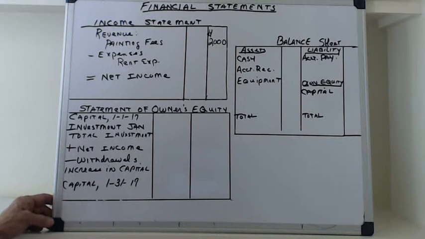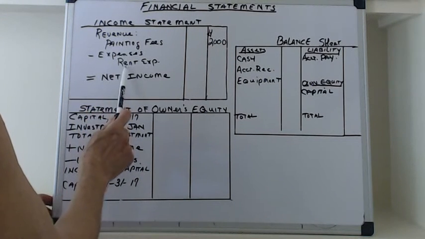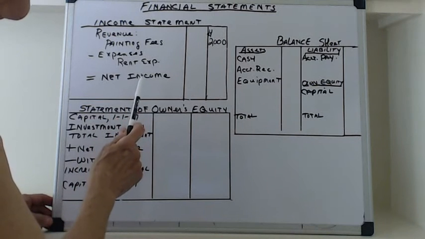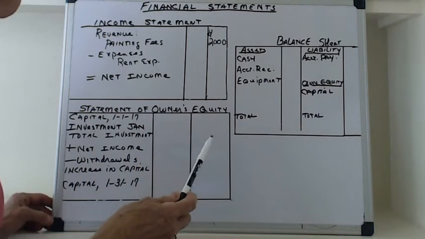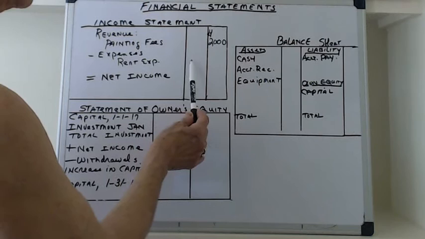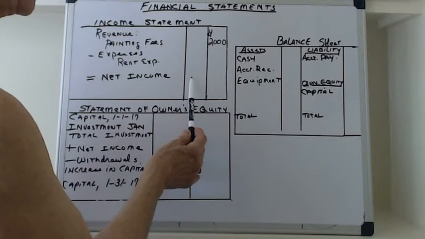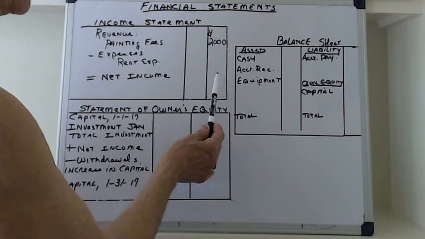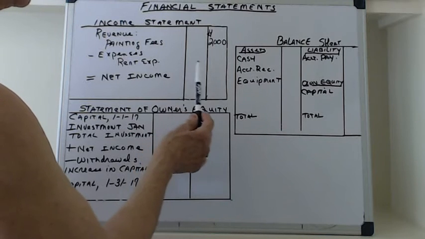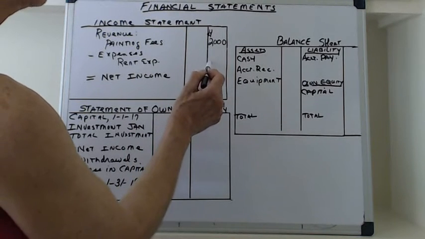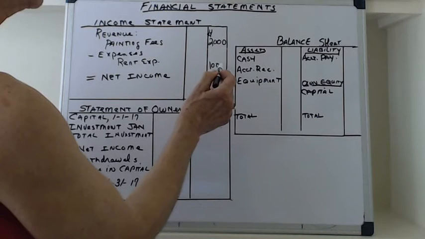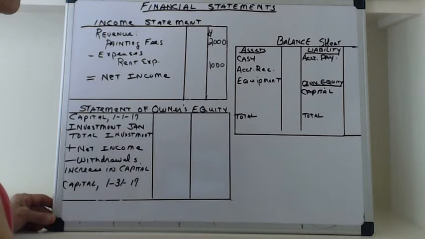He earned $2,000. Now, he only had one expense also. I wish Diane would have had time to have more. If he had more expenses, we would list them each individually here. Total expenses go in the right-hand column. But he only had one expense, rent, $1,000. So since he only had one, I'm putting it in the total column.